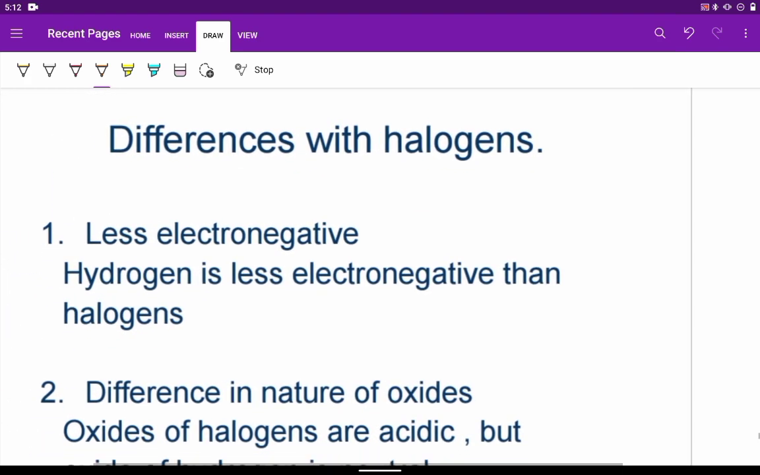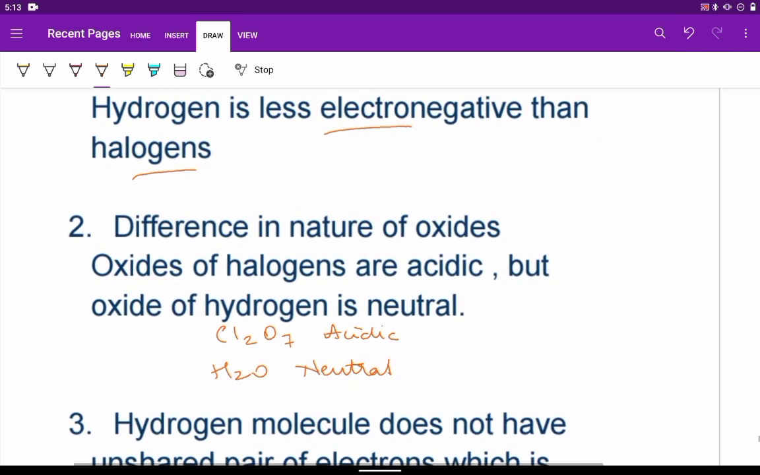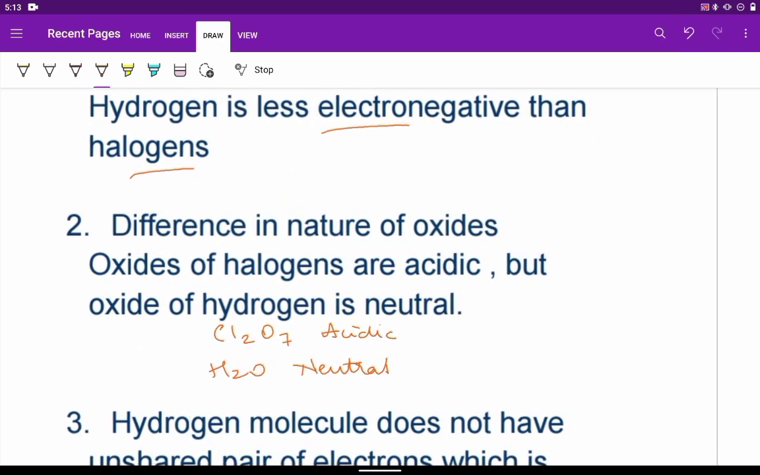Now we consider the differences with halogens. Hydrogen is a little bit less electronegative than halogens. Halogens are more electronegative, they gain electron very easily. If we see the nature of their oxides, the oxides of halogens are acidic. As you see Cl2O7, it's acidic in nature, whereas oxide of hydrogen, that is water, H2O, it is neutral.